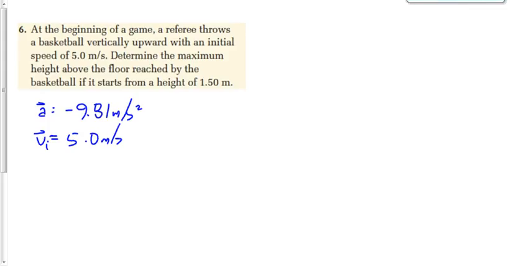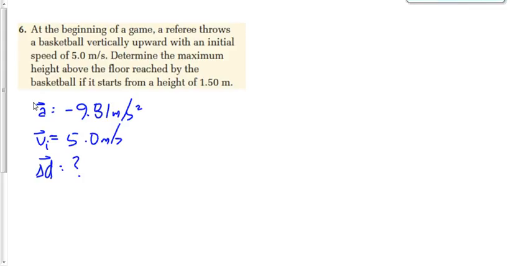All right, we want to find the maximum height. Let's not worry about this starting height right now, okay? We want to find the maximum height. What we really want to find here is displacement, right? How far the ball goes. We'll deal with that initial height later on. It's a given, but I don't really want to write it down right now because I think that might just confuse you if we have that written down as a given.